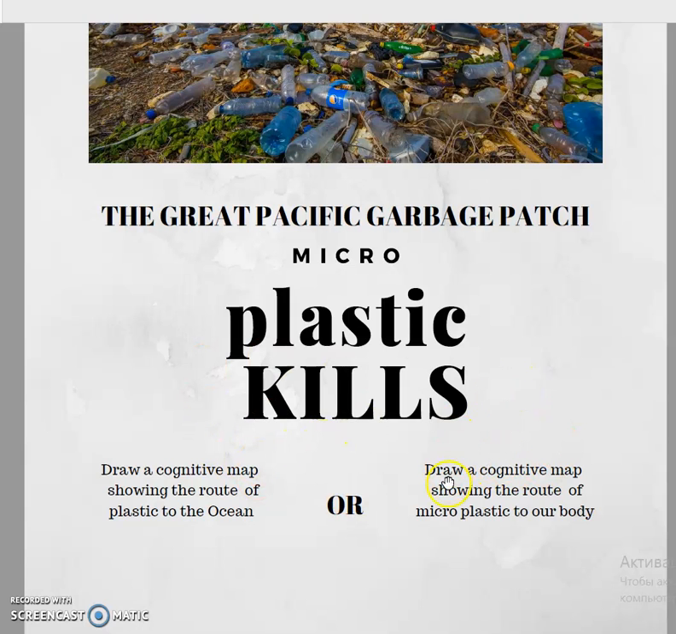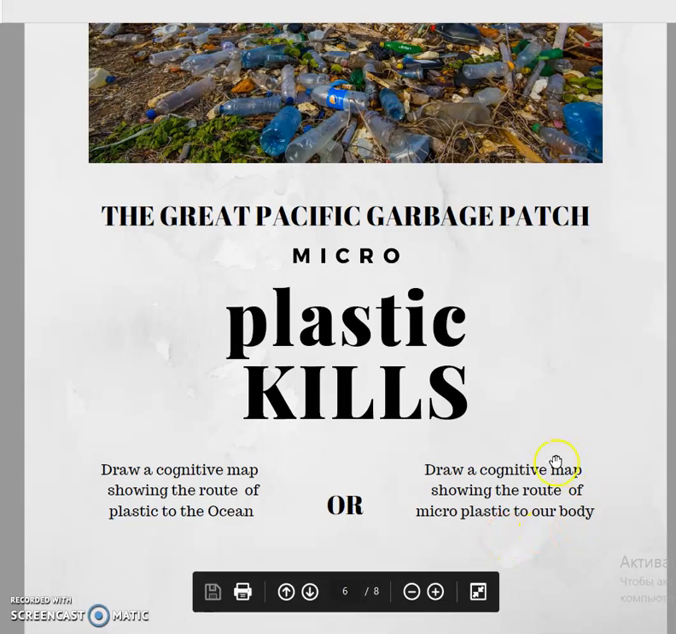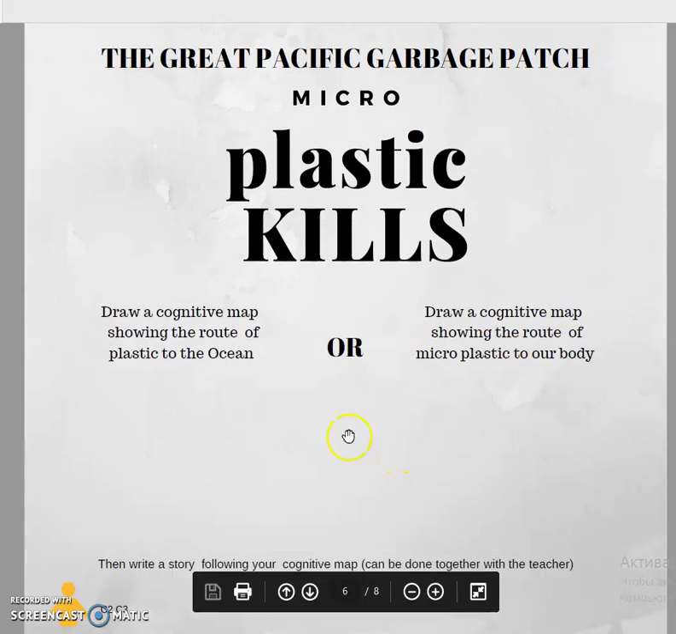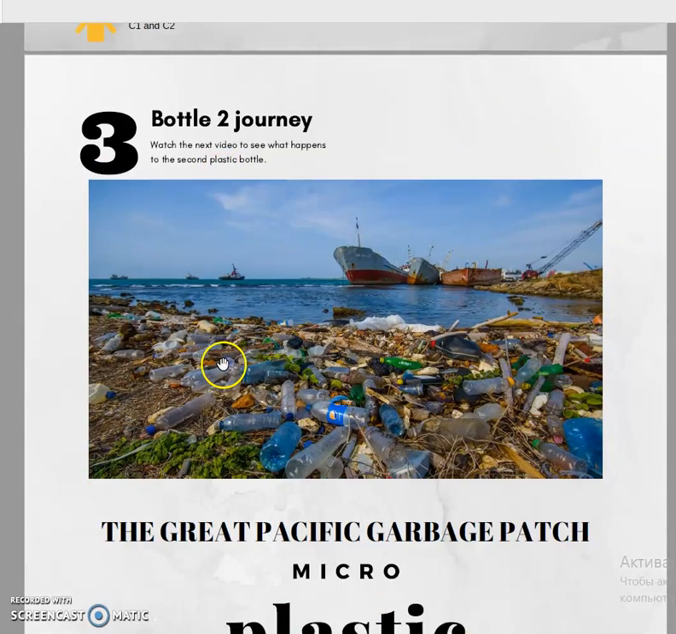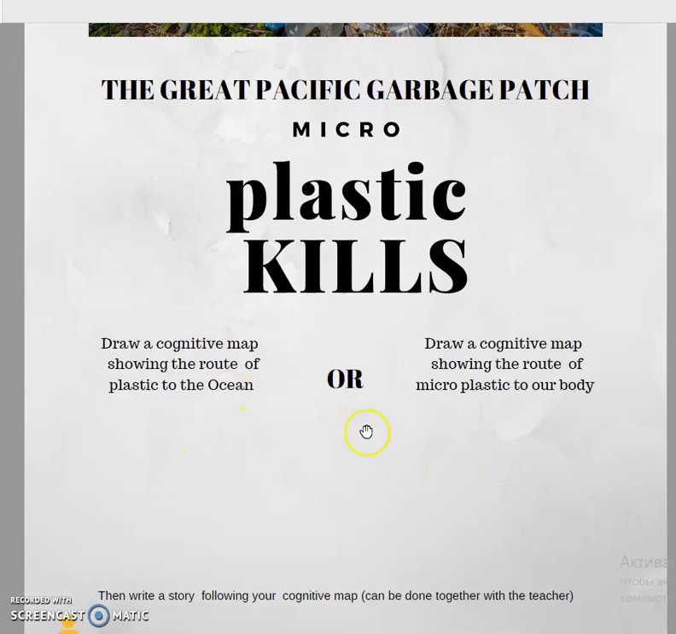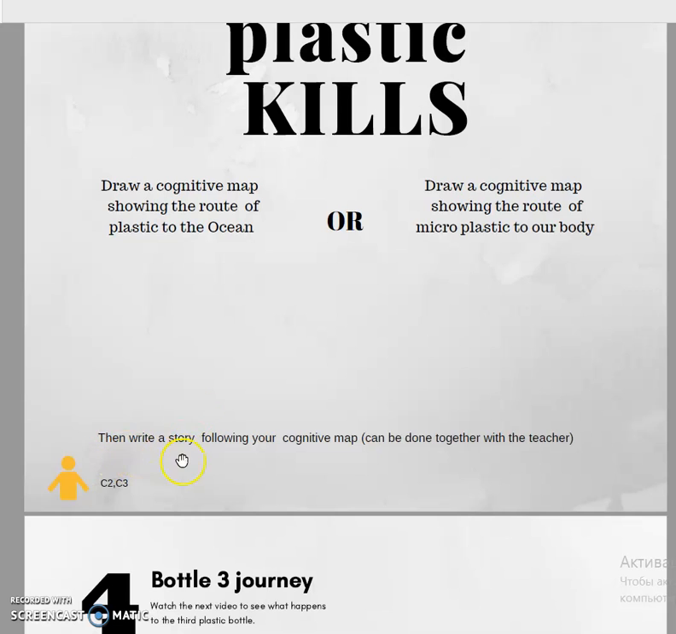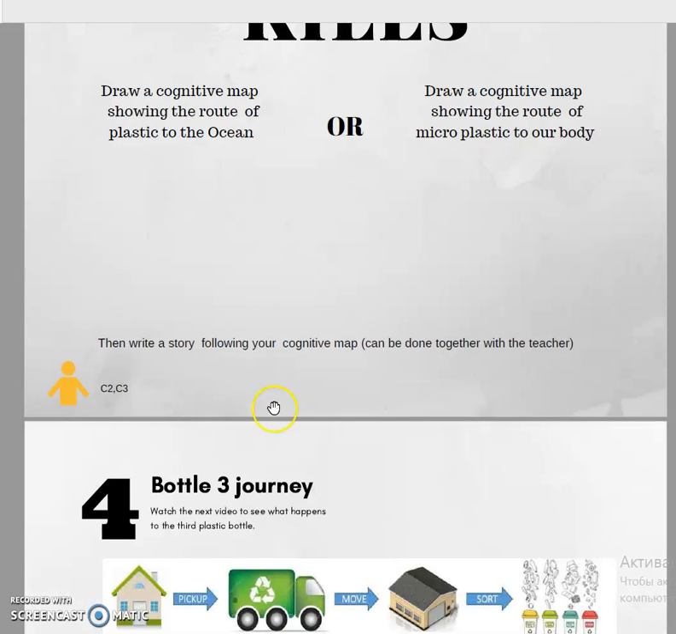Then they draw a cognitive map showing the route of microplastic to our body, or they will have to use the previous model here and try to draw some things, and then we write a story following the cognitive map. This is more like individual work or homework, or it can be done together in the next lesson. So it's not really obligatory.